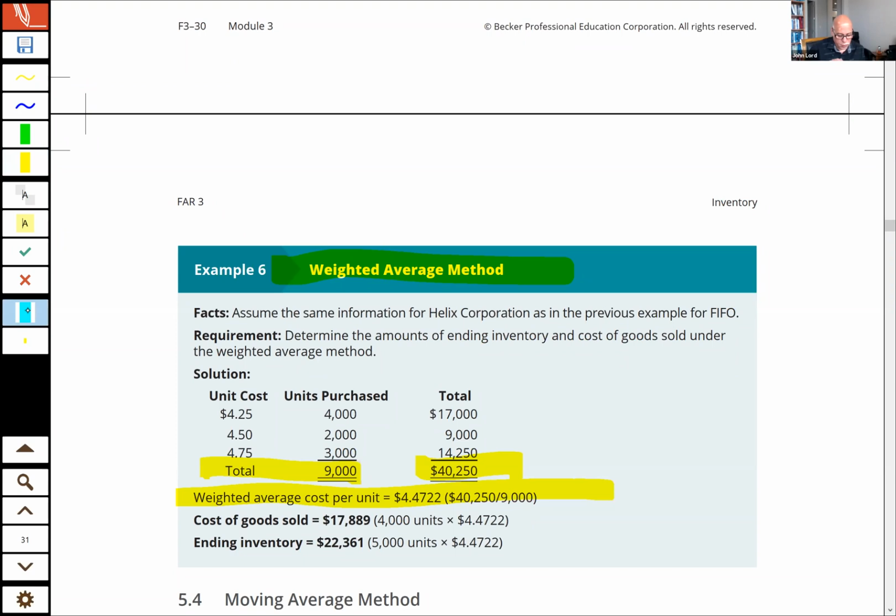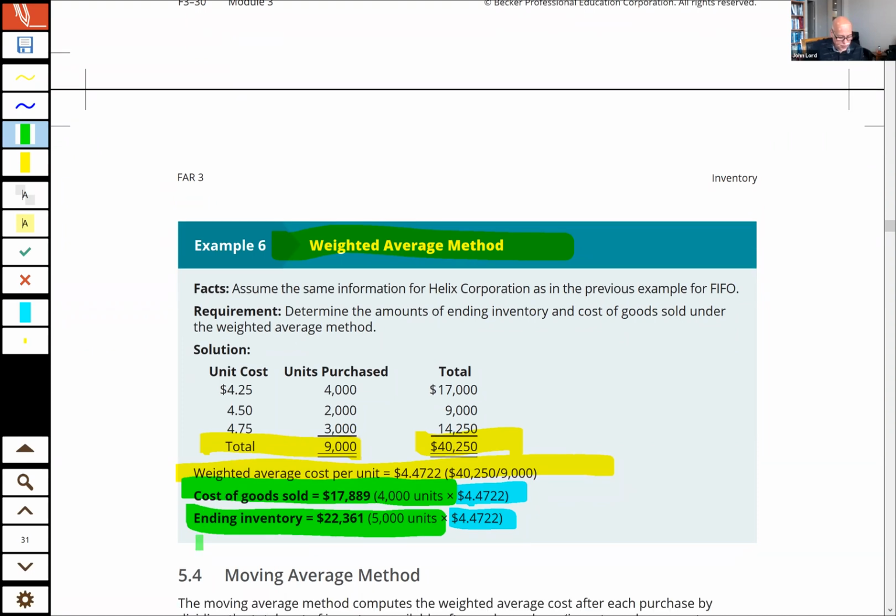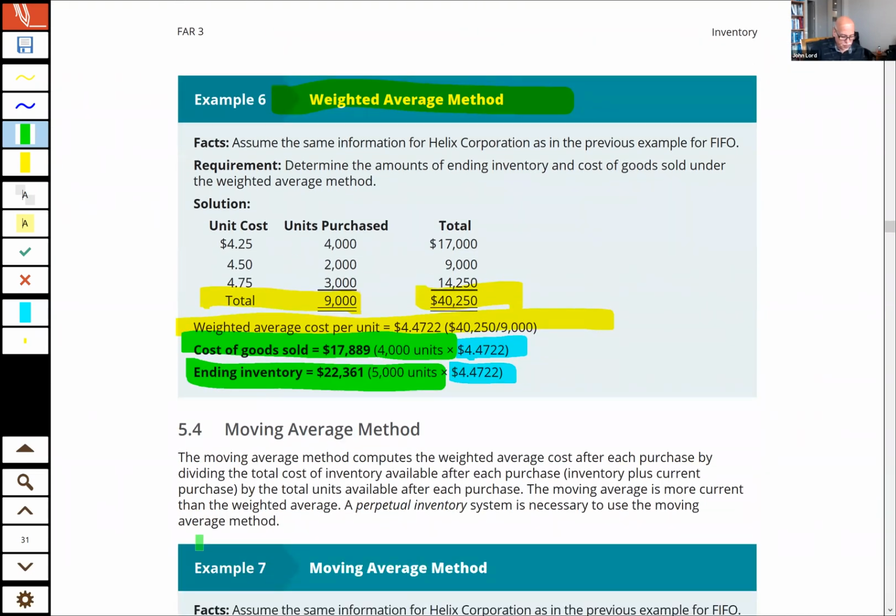So if you redo this calculation, notice that you get a long irrational number in there, 4.47222222, whatever. Then once I get that weighted average cost per unit, for my cost of goods sold, since they sold 4,000 units, I multiply that by 4,000. For my ending inventory, there were what? 5,000 units left, right? So I just go ahead and multiply that by 5,000. I get my ending inventory. That's easier, isn't it? Because you're not having to say, when did they go out? Perpetual versus periodic. Much more straightforward, okay?